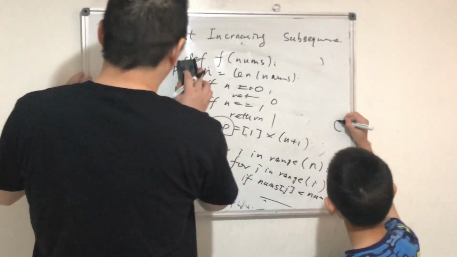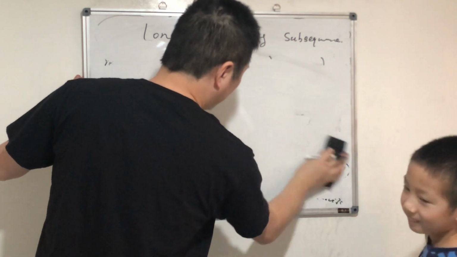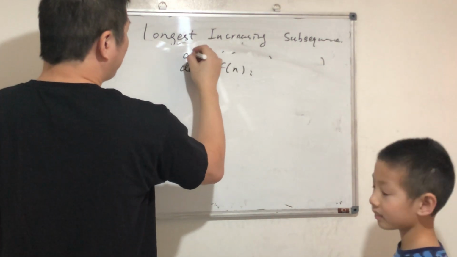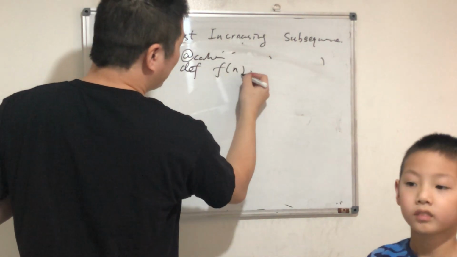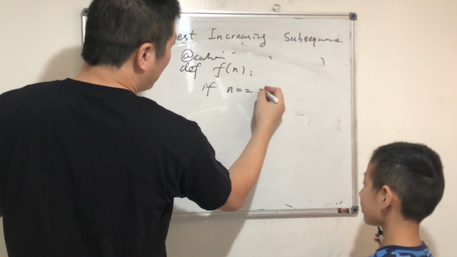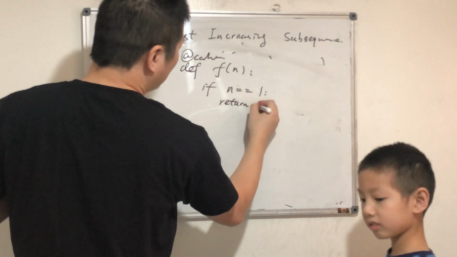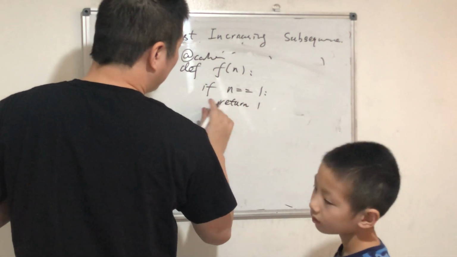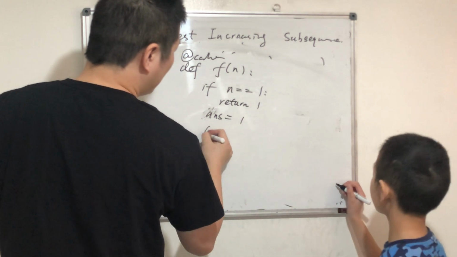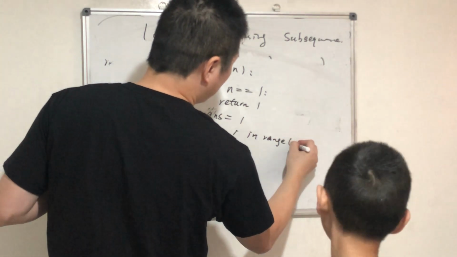The previous one was kind of a mistake. Okay, let's write it again. Define fn, and then cache. Suppose we know the numbers here. If n equals 1, return 1. Now the answer equals 1, for i in range n.